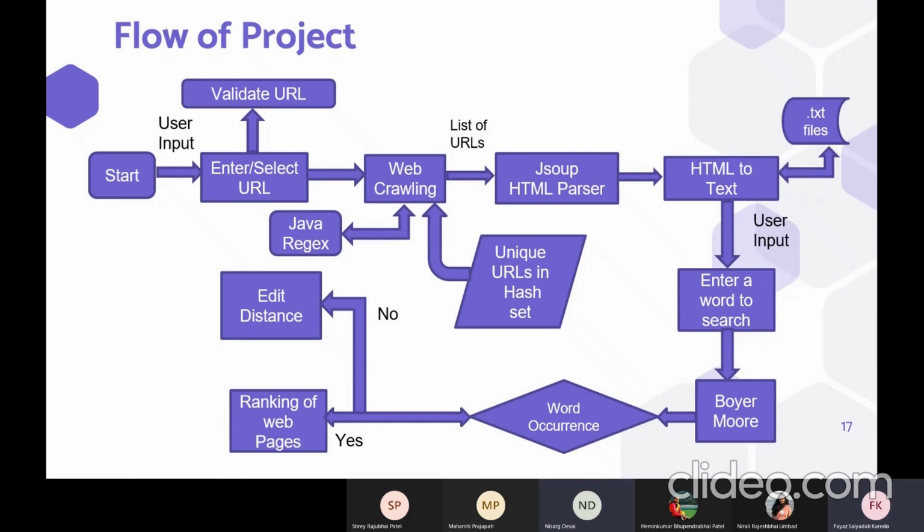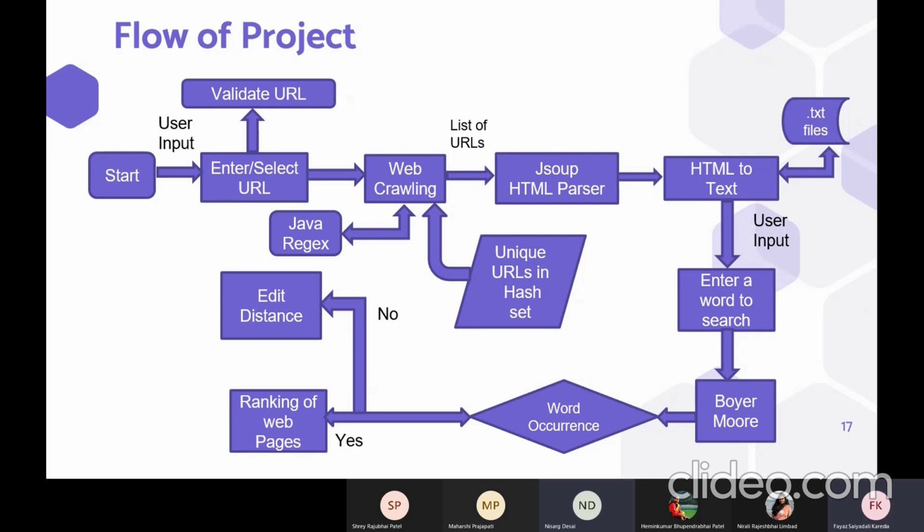Coming to the flow of the project, first of all the user will input the URL, and the system will check if the URL is valid or not. If the URL is valid, then the web crawling will start. Otherwise, the web crawling will not start, and the system will tell the user to please enter a valid URL. After starting the web crawling, using Java regex regular expressions, it will find the unique links, URLs, and then store them in the hash set.